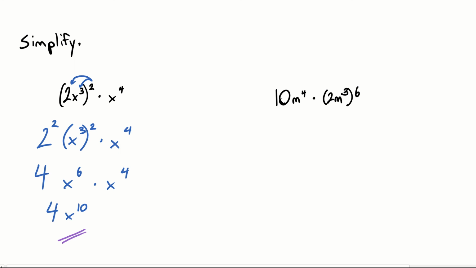Piece by piece, all right? We looked at it small piece by small piece. If you go too fast or if you rush, you're going to make mistakes, which is something we're trying to avoid. Let's do the second one.